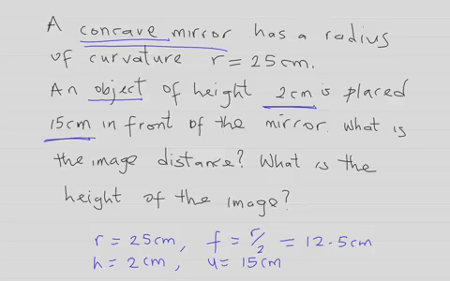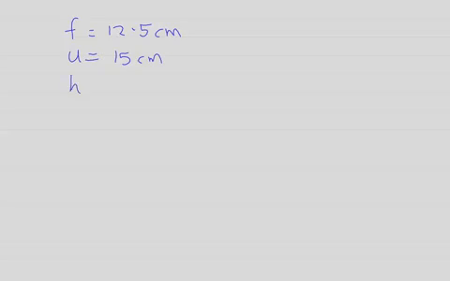Okay, what is the image distance? We want to find V. Let's use these parameters first. We have F equals 12.5 centimeters, U is equal to 15 centimeters, H is equal to 2 centimeters. I want to find V. How do you find V?